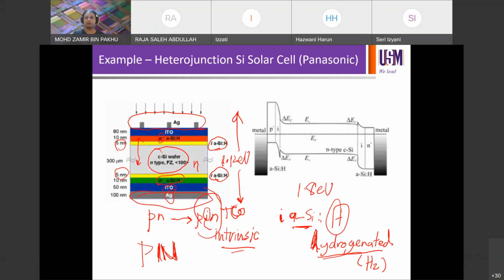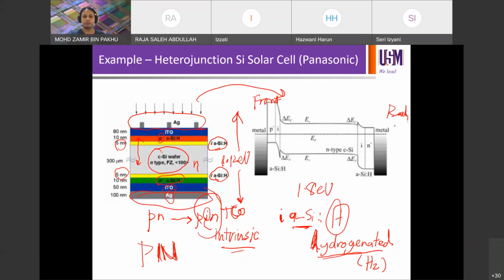So you can see now the pin. So let's translate all this into the Venn diagram of this device. So you have metal on the front side. Okay, this is front, front is on the left, back there, back.